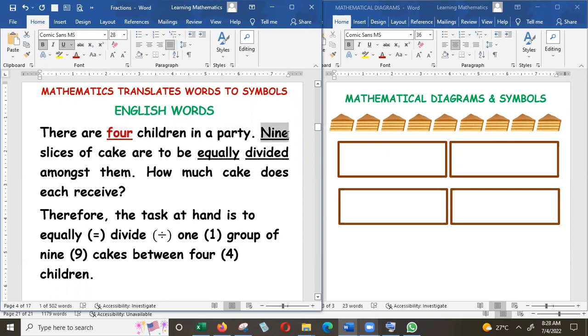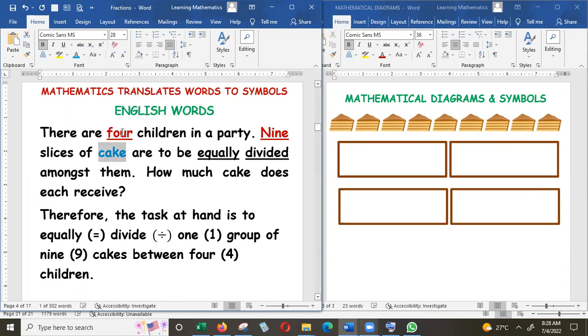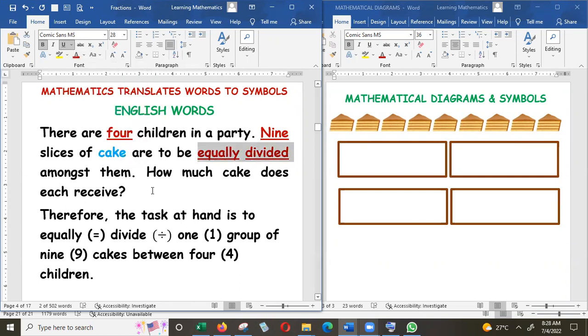9 slices of cake. 9 is also a quantitative word. Cake is not a quantitative word really. But if a word is not really quantitative in nature and it needs to be translated, a symbol can be created for it or a diagram can be created for it. So 9 slices of cake are to be equally divided. Both equal and divide have their mathematical symbols. Amongst them, how much cake does each receive?